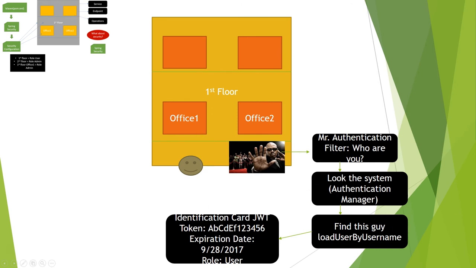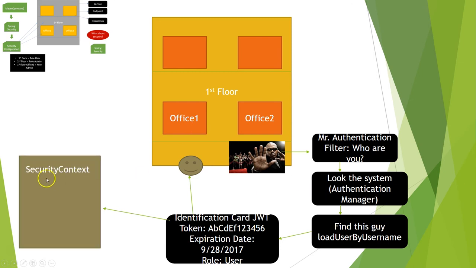So once we have this identification card that was given to us by the authentication manager, this card will go to two places. The first place will be us, because we will need it once we go into the floors and the offices. And the second one is the security context. So why do we need this card inside the security context? Actually, the thing that is going to be inside the security context is the authentication.